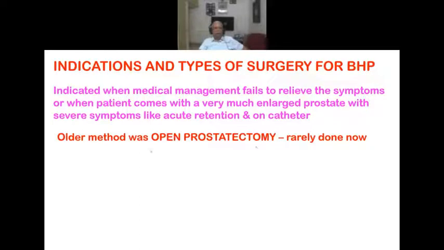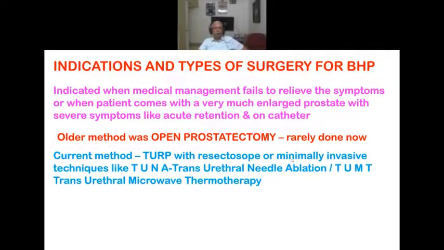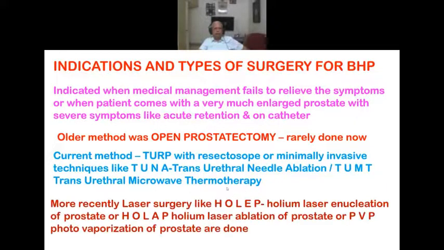The older method was open prostatectomy, which is very rarely done now. The current accepted method is TURP with a resectoscope. The instrument that we use is called a resectoscope, which is minimally invasive. And there are newer techniques like transurethral needle ablation and transurethral microwave thermotherapy, which are all very minimally invasive methods. And more recently, they have introduced laser surgery like holmium laser ablation of the prostate. What is the advantage of using this laser?